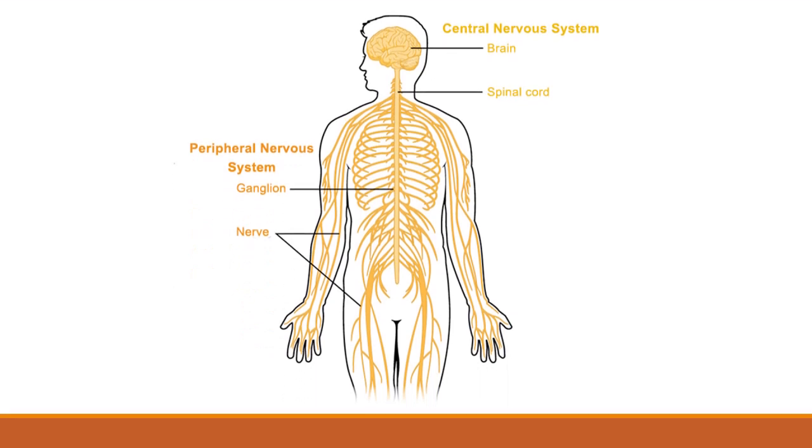Now this is the diagram for the central nervous system and peripheral nervous system. You know that the central nervous system consists of the brain and spinal cord, and the peripheral nervous system consists of a network.